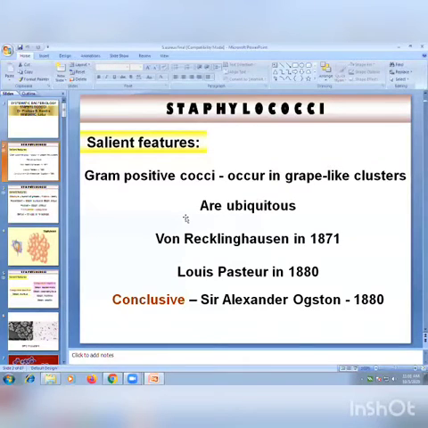These cocci were first observed by von Recklinghausen in 1887, and in 1880, another scientist, Louis Pasteur, isolated this bacteria from pus. After that, Sir Alexander Ogston proved the pathogenic effects produced by this organism. The pyogenic infections, pyogenic meaning pus-forming infections, are because of Staphylococcus, and that was discovered by Sir Alexander Ogston, a Scottish surgeon, in 1880, the same year.